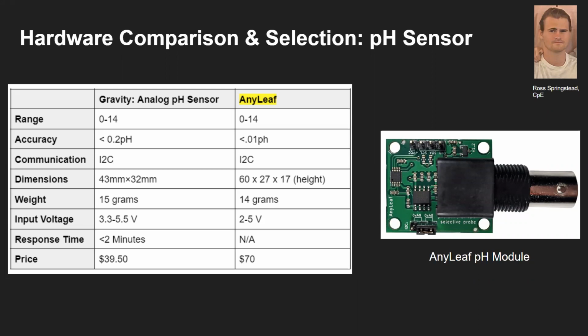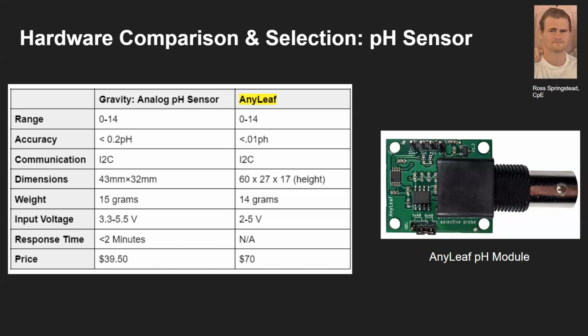Next, we had to see what range of pH they could read and how accurate the results would be. When comparing the two options, they both could achieve the same pH range of 0 to 14, where the AnyLeaf had an error of 0.01 compared to 0.2 of the Gravity sensor. The form factor and weight were practically the same for both, but the response time for the Gravity sensor could have up to a 2-minute delay when reading, which is not advantageous for our project because of the complexity of having multiple sensors, while the AnyLeaf did not state this problem.